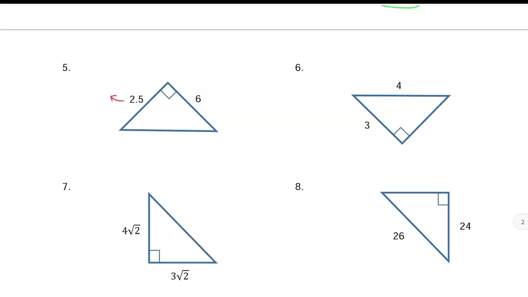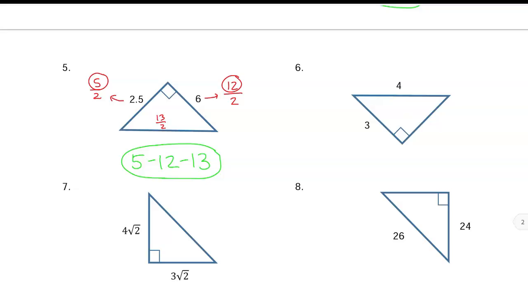2.5 is the same as 5 divided by 2. So let's rewrite this one as a number divided by 2. What number divided by 2 is 6? That would be 12. So now I'm going to look at those numbers on the top. 5, 12. What would be the third number? What family is this from? The 5, 12, 13. So 5 divided by 2, 12 divided by 2, and 13 divided by 2.